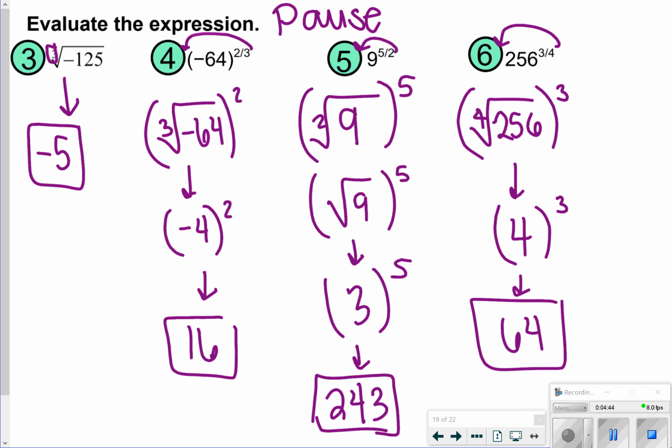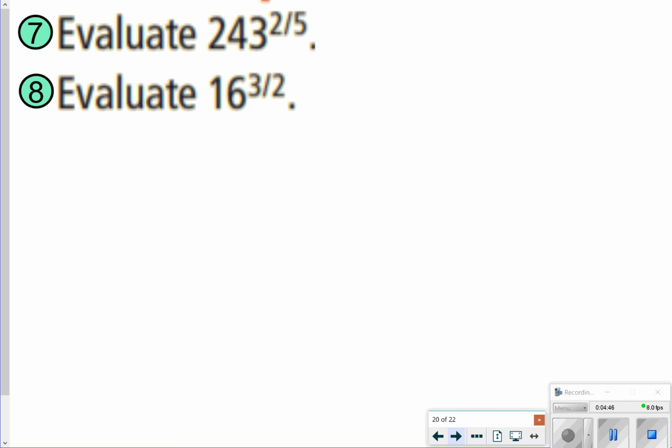Okay, the last thing we're going to try are just 2 more examples here. Again, rewrite them in your radical form to help you solve them. Let's pause here so you can try 7 and 8, and once you're done, click play.